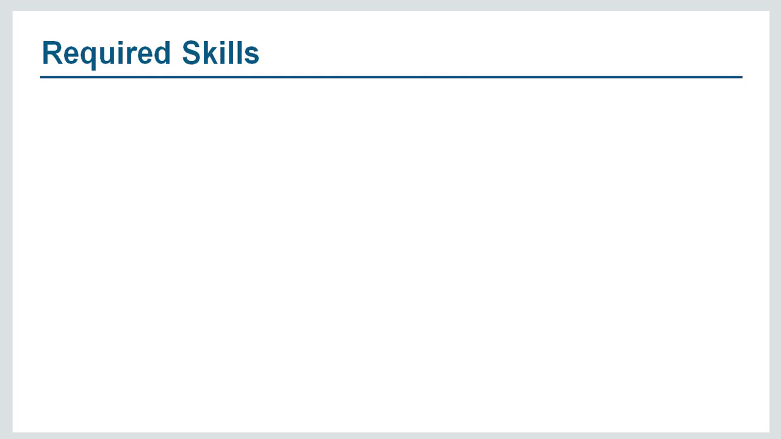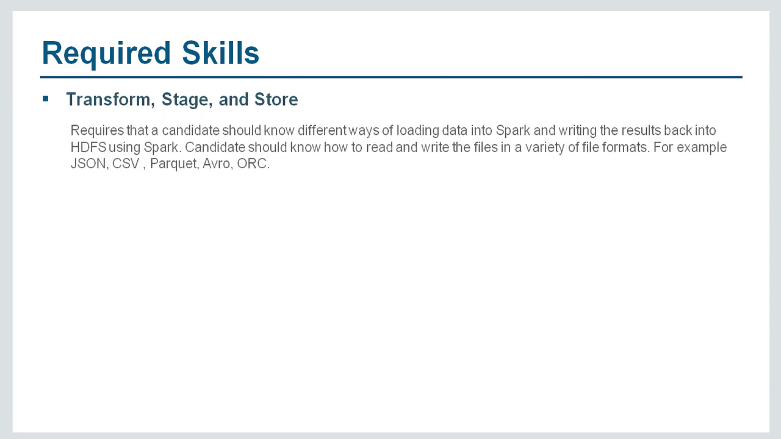So what are the required skills for CCA 175? There are 3 sections of required skills. The first section is transform, stage and store. This section requires that a candidate should know different ways of loading data into Spark and writing the results back into HDFS using Spark. Candidates should know how to read and write the files in a variety of file formats. For example, JSON, CSV, Parquet, Avro, ORC and many more.